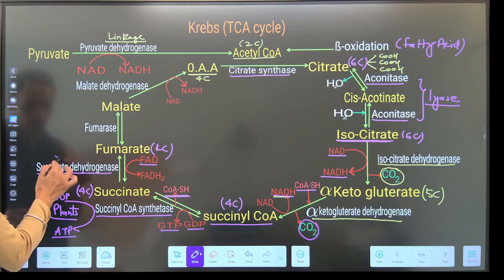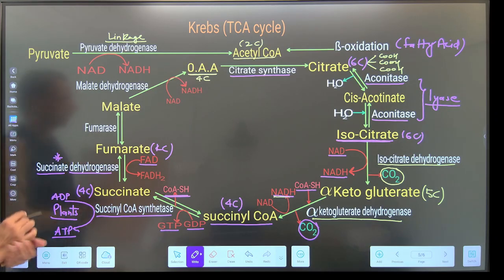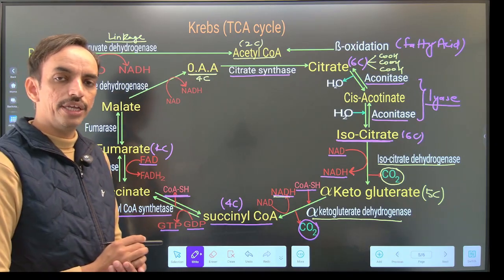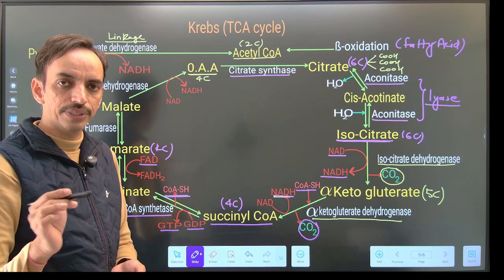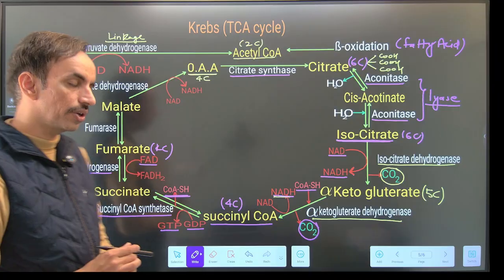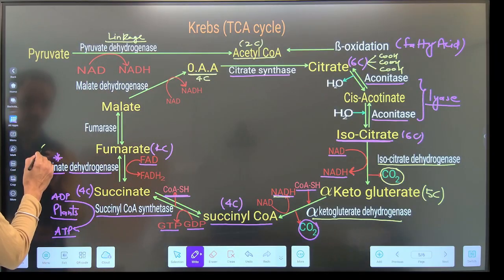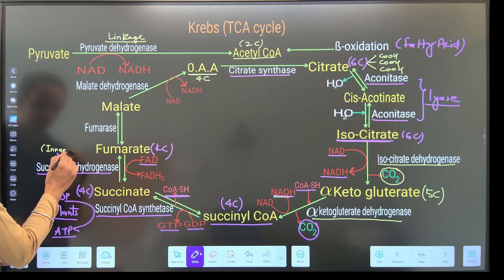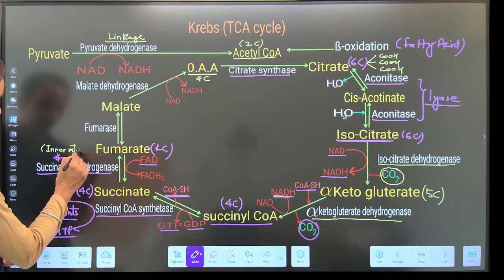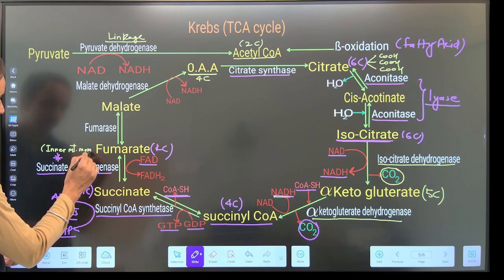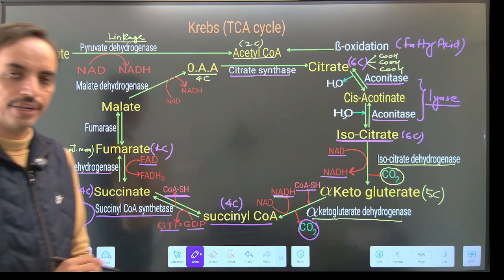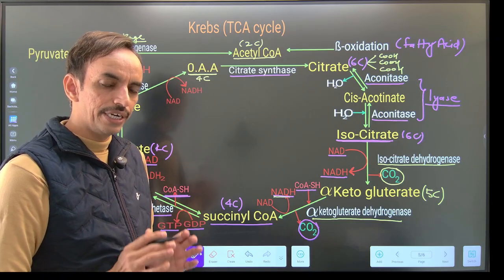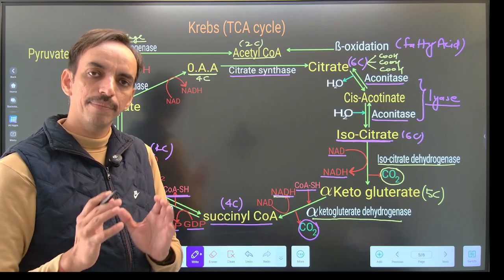Now, the speciality of this succinate dehydrogenase is that it is the only enzyme of the Krebs cycle which remains present on the inner mitochondrial membrane. ये जो एंजाइम है ये इनर माइटोकॉन्ड्रियल मेम्ब्रेन के ऊपर रहता है. Remaining all the enzymes of the Krebs cycle, they remain present within the mitochondrial matrix.